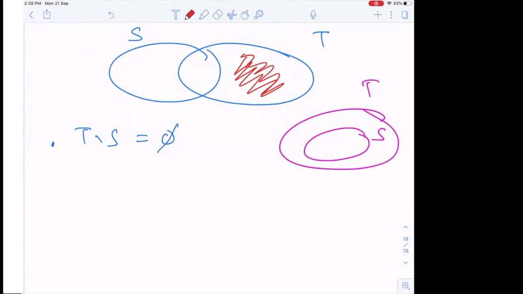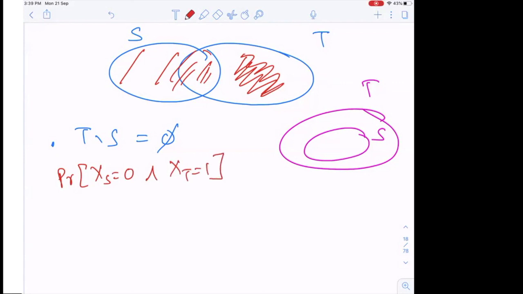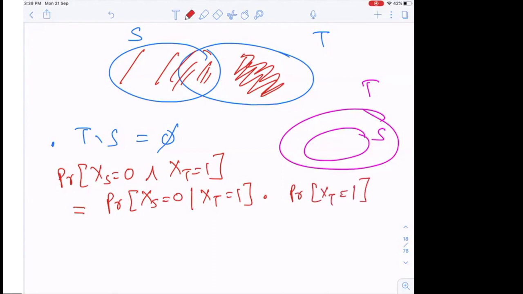Whatever may be the value this takes, let's ask ourselves: there is some T minus S. Suppose you are interested in the probability that Xs takes 0 and Xt takes 1. Then I could have written this as the probability that Xs equals 0 given that Xt equals 1, times the probability that Xt equals 1, right?